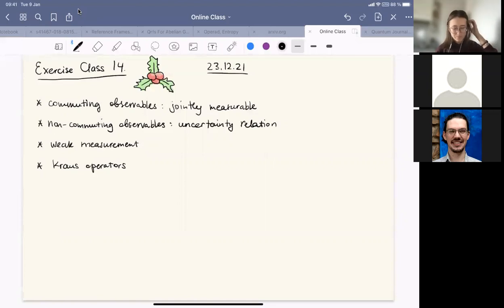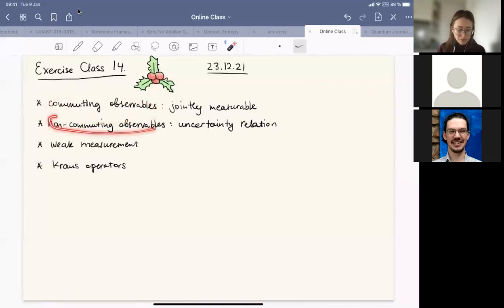So today, my plan is to talk about the following topics, which will appear in the exercise sheet for this week, which I'll post a bit later today because I still haven't finished typing it in. So first we'll talk about commuting observables, and see why when we are measuring commuting observables, we don't have any problems because they're jointly measurable. And so it doesn't matter in which order we measure them, and the statistics that are yielded are the same anyway.